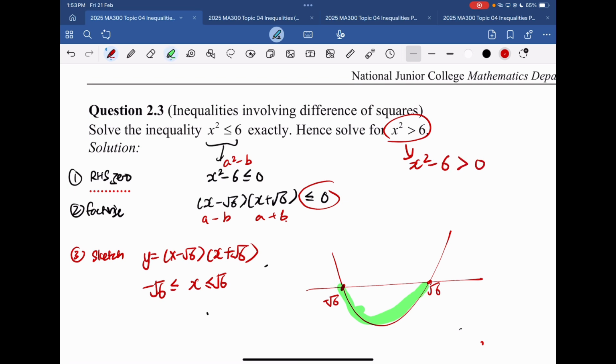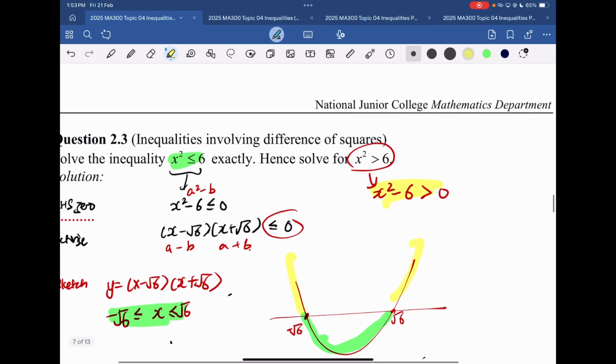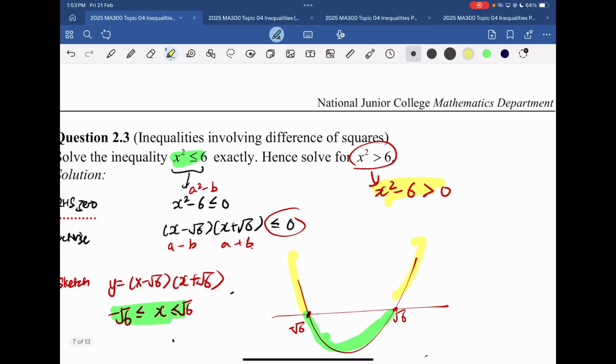Very simple. I use color. Once I use color, you will understand. This green color, the solution is in green. The graph is in green. This yellow color, the solution is in yellow. Because if I want this graph to be more than 0, I want the y value to be more than 0. So what am I saying?